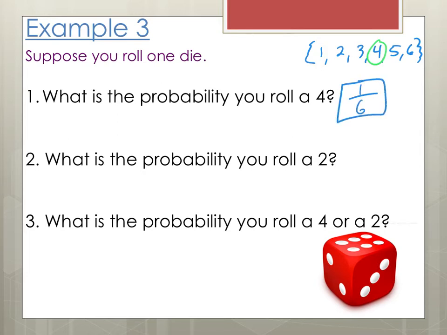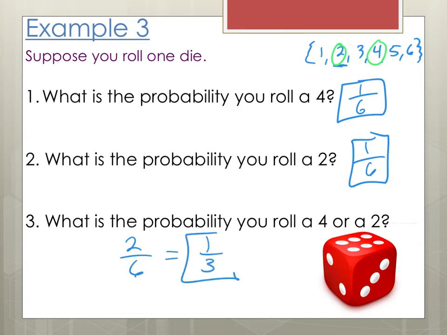What's the probability of rolling a 2? Well, that's again 1 choice, right? There's 1 outcome out of the total amount of sample space, which is 6. So again, we have a 1 out of 6 chance. And then what is the probability of rolling a 4 or a 2? Well, a 4 or a 2 would be, you got 2 choices, right? Either a 4 or 2, but that's 2 out of the total of 6. And so if we can reduce that last one, we have a 1/3 chance of that happening.